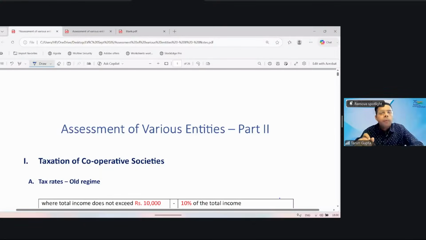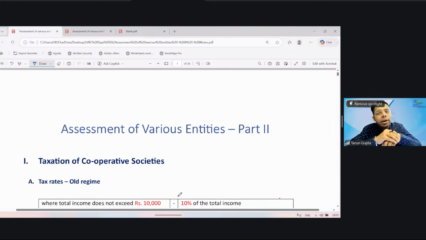Hello, friends. So today we are here to revise the last part of my chapter, assessment of various entities. If you remember, in the last class, we did the first part of this chapter where we covered different types of company, the domestic company, foreign company, Indian company, what is the meaning of all these companies, and classification of companies like the closely held company or the widely held company.